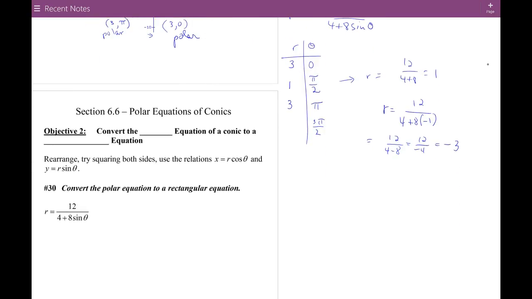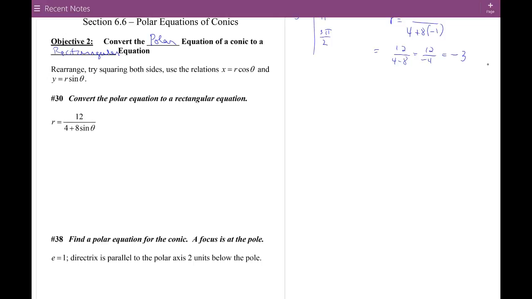Okay, so the last thing we're going to look at is converting the polar equation of a conic to the rectangular version. And you might have to do some rearranging, replacing r with x over cosine theta or y over sine theta. So I see I have an 8 sine theta here. So just to begin with, let me do 12 over 4 plus 8, and for sine theta, I'm going to put y over r. So then I'm going to multiply both sides by the denominator and get 4 plus 8y over r times r equals 12. So I get 4r plus 8y equals 12.